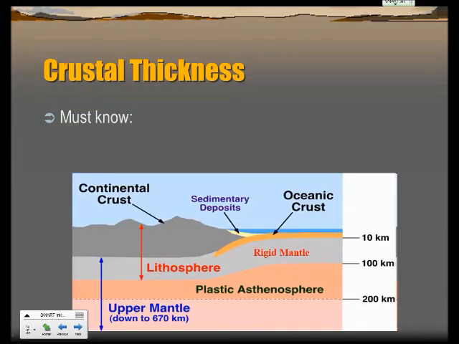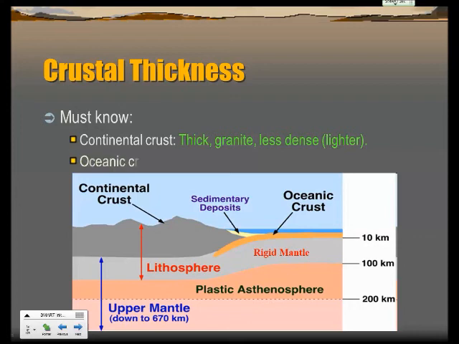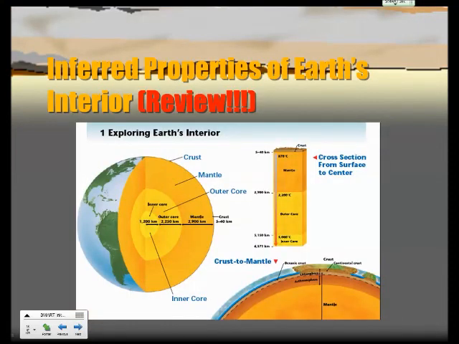Crustal thickness, what you must know. Remember, continental crust is relatively thick compared to oceanic crust. It's made of granite mostly, and it's lower in density. Ocean crust, thinner, made of basalt, and it's more dense. And you'll see in this picture when the ocean crust and the continental crust meet, the ocean crust is always the loser. It gets pushed underneath the continental crust. It gets its revenge later on, you'll see.